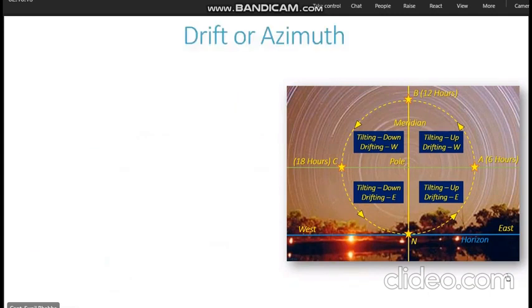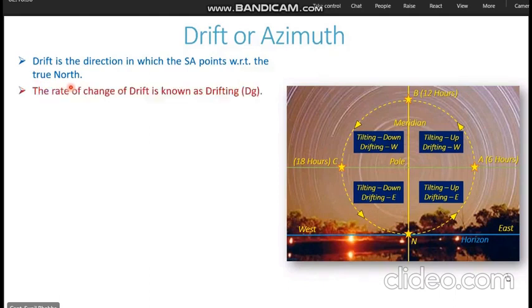Moving on to understanding of the drift and the drifting formula. Drift is the direction in which the spin axis points with respect to the true north. It refers to the azimuth of the gyro star. Whatever is the azimuth of the gyro star, same will be the drift of the spin axis. The rate of change of drift is known as drifting. In short, capital D and small g, Dg, is represented as drifting.